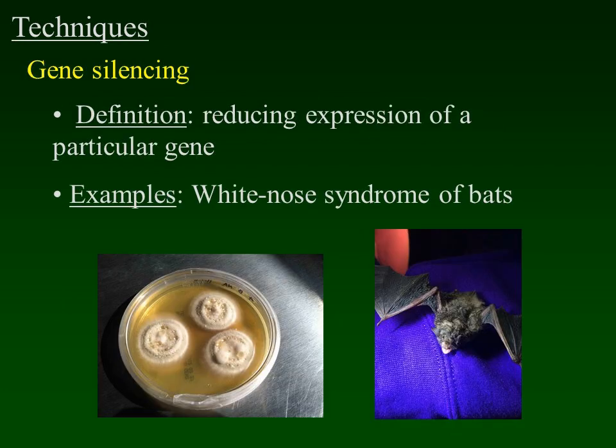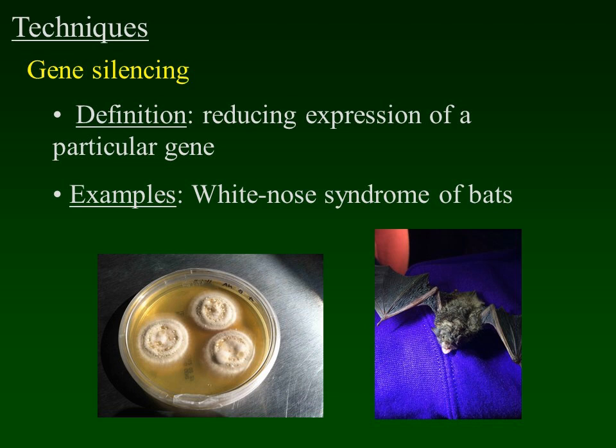Then I'll talk about gene silencing, and I'll go through an example of this because gene silencing is one of the techniques in particular that my lab has worked on. We've tried to use this in relation to white-nose syndrome of bats, so I'll use that as the example. The definition of gene silencing is you're trying to reduce expression of a particular gene. In the next slide, I think I use the term knockdown rather than knockout.